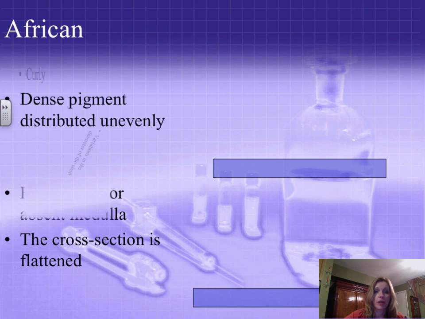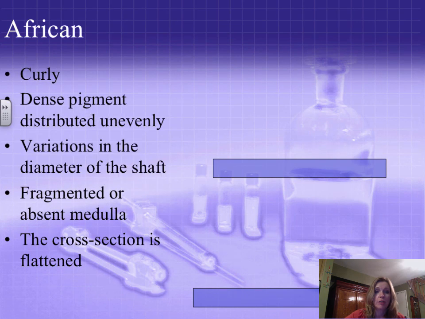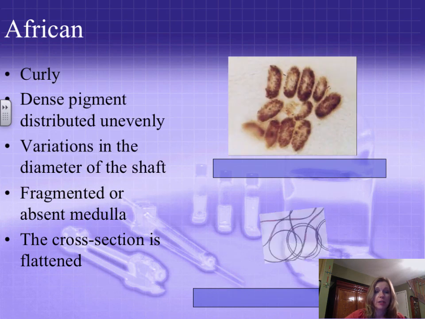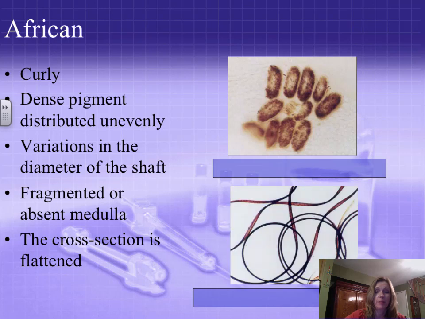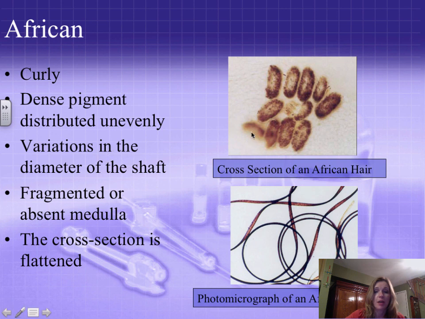So let's look at African hair first. Generally tends to be curly, very dense pigment but unevenly distributed. And the diameter of the shaft varies. One thing that we see, this is the cross-section of the hair. So this is a picture of hair if it was actually sort of sliced up. And you can see that it looks sort of flattened. And of course, here the hair is curly. The medulla can either be fragmented or absent.